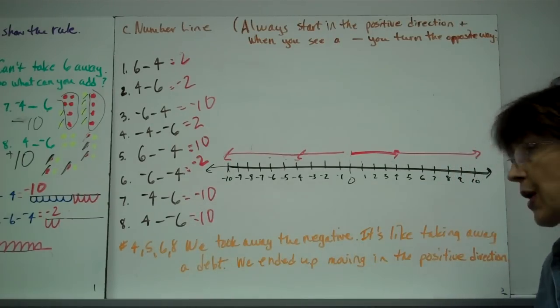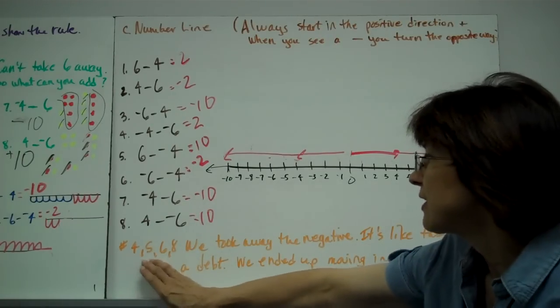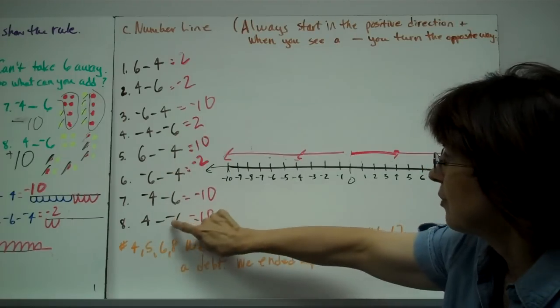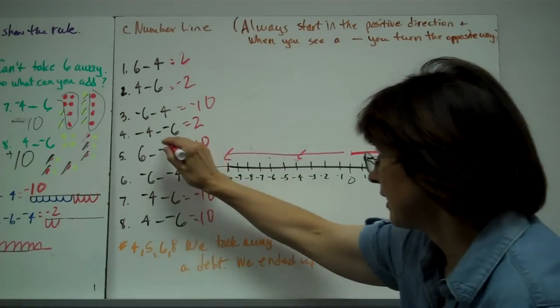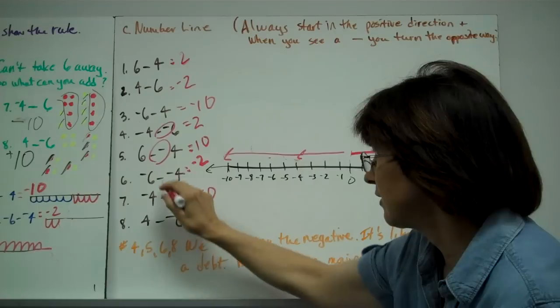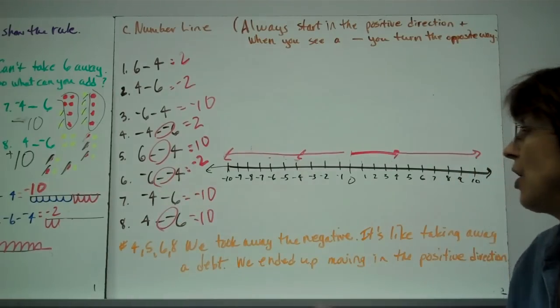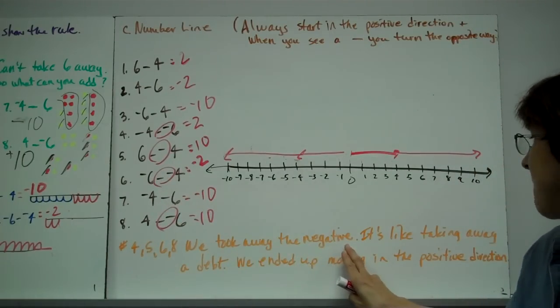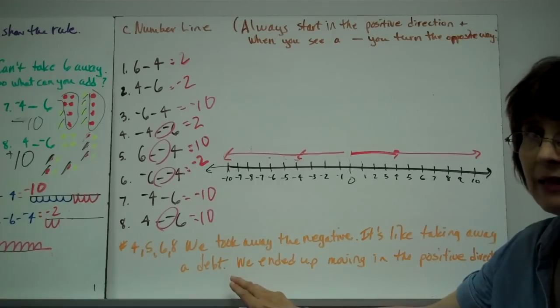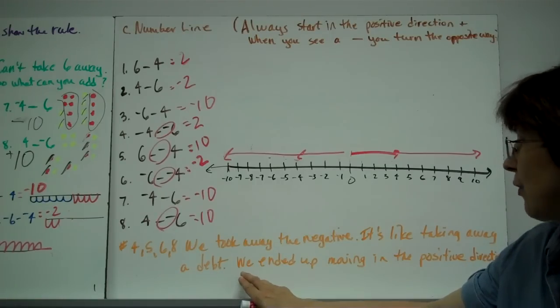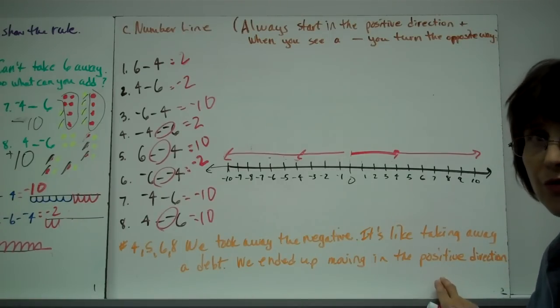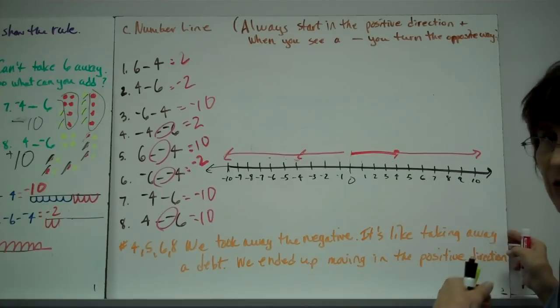All right, so we see here that 4, 5, 6, and 8 are kind of the tricky ones because they have that double negative, so to speak. They have a minus and negative, minus and negative, minus and negative, minus and negative. We sort of took away the negative, but it's kind of like taking away a debt, which is a positive thing. It's a good thing. We ended up moving in the positive direction for those four problems. So that'll help us to understand the rule.